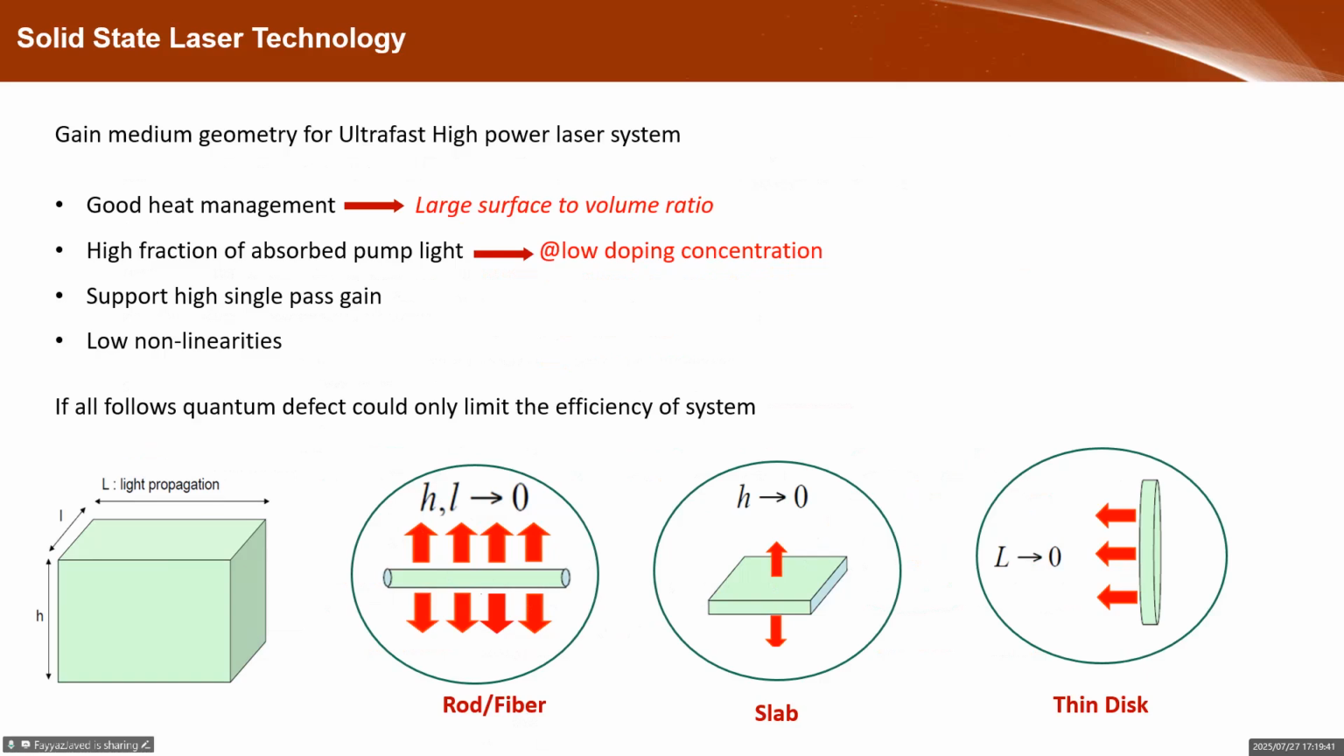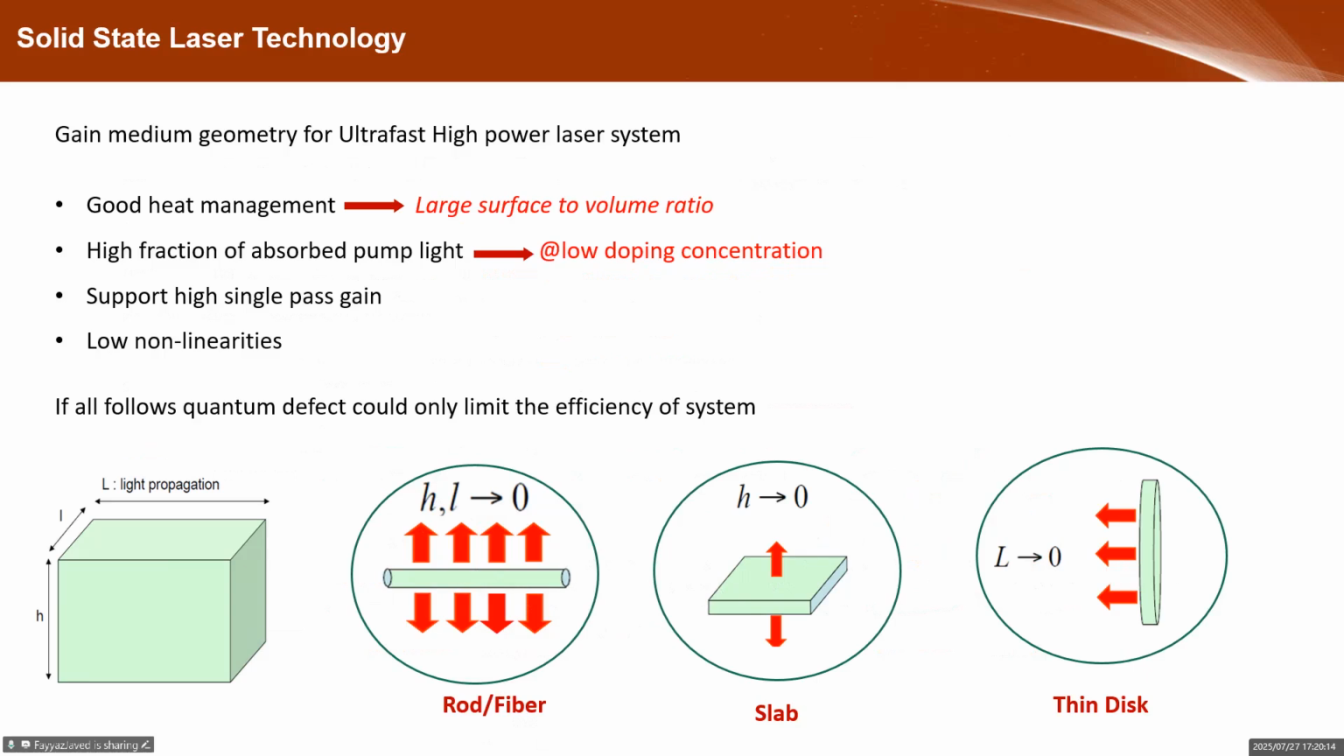Whatever laser we talk about, there are two main things to consider. It must have a large surface to volume ratio, and it must support high power as well as high peak power. Over time, three configurations have appeared: rod lasers, slab lasers and thin disk lasers. The slab and thin disk technologies appeared in the 90s, one after another, and both belong to Germany.